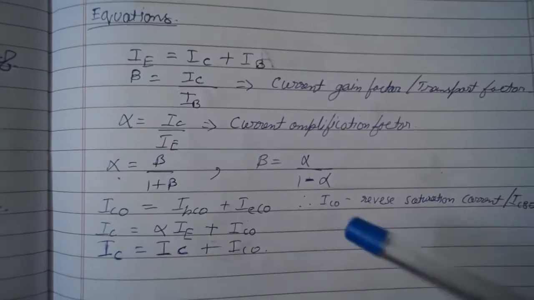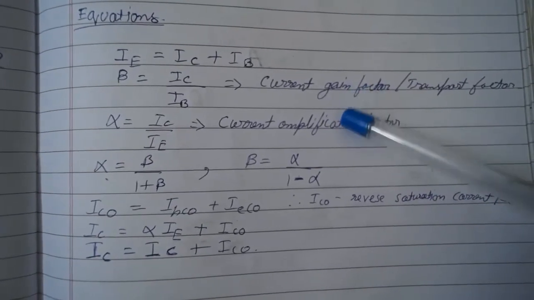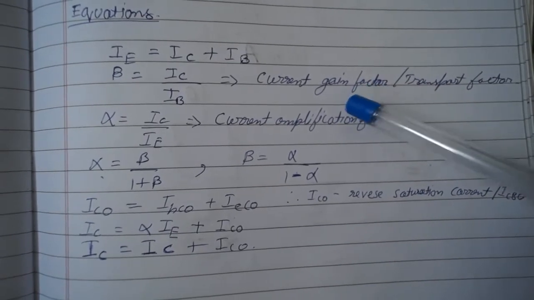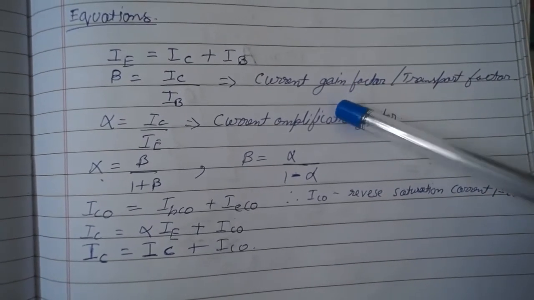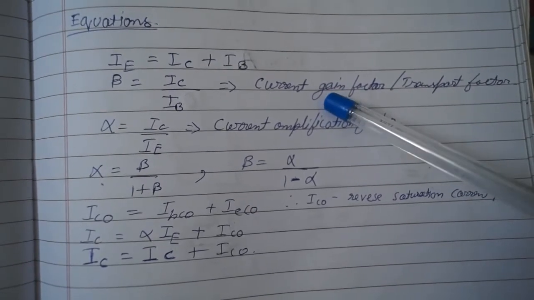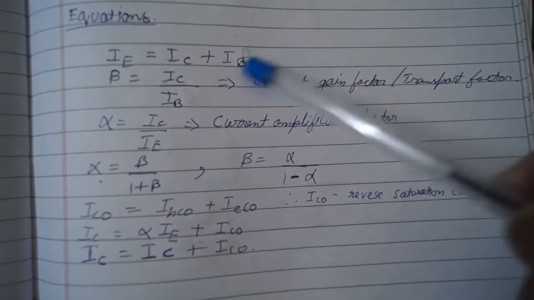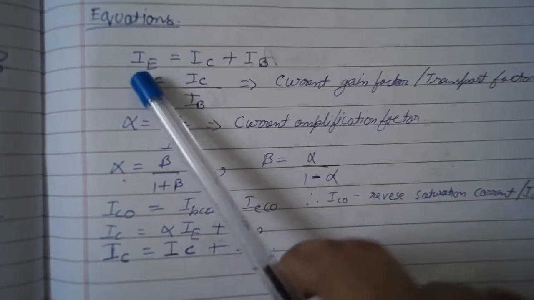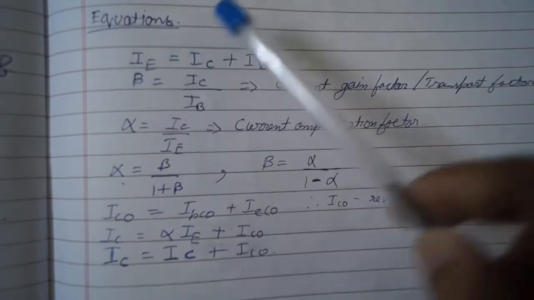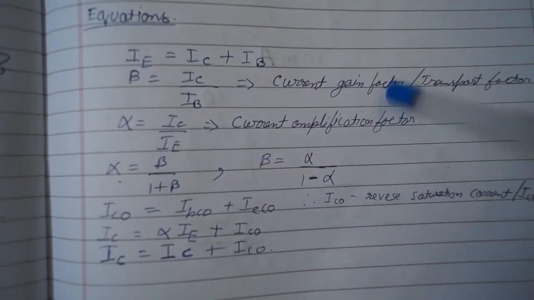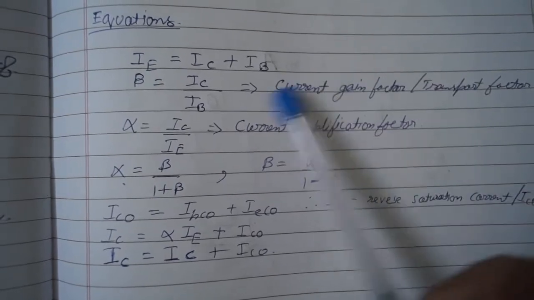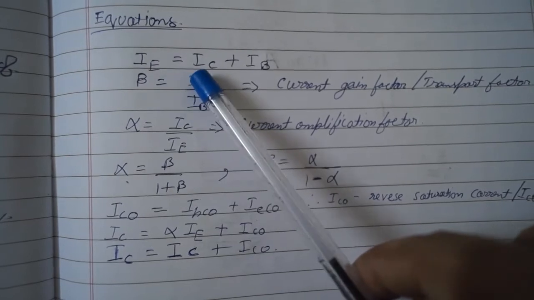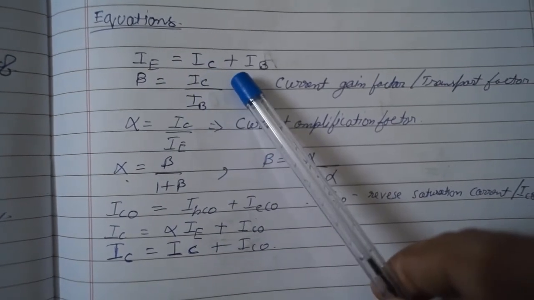These are the basic equations of the transistor. Almost all of your BJT equations are derived from this set of equations. These equations are for NPN and PNP both. The emitter current is always equal to the collector current plus base current.